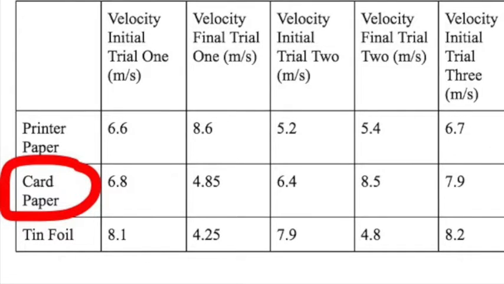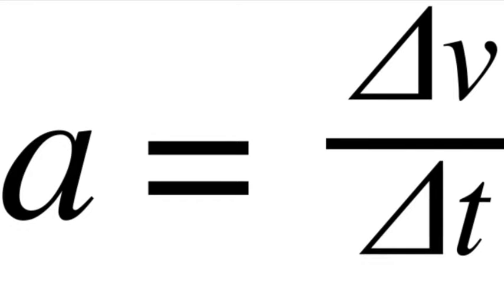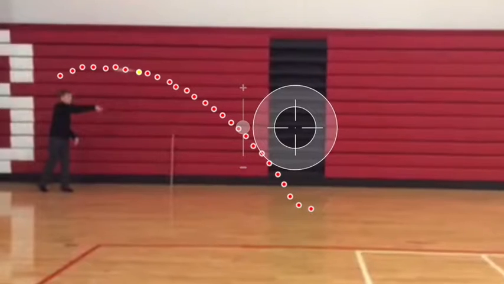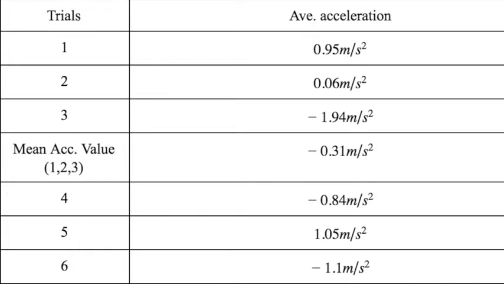For calculating the average acceleration, the formula average acceleration equals final velocity minus initial velocity over time was used. The values for the velocity and time were observed out of the data table. In this table are the results of the calculations.